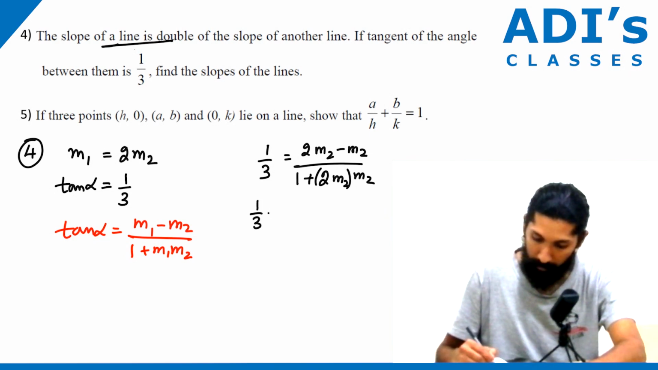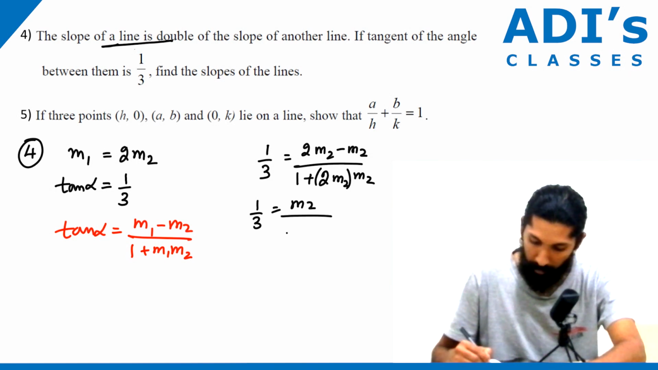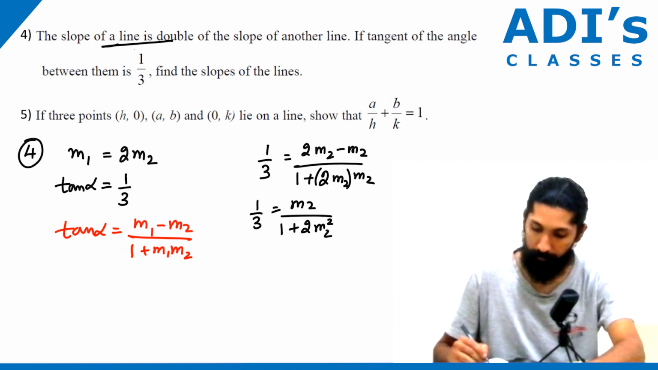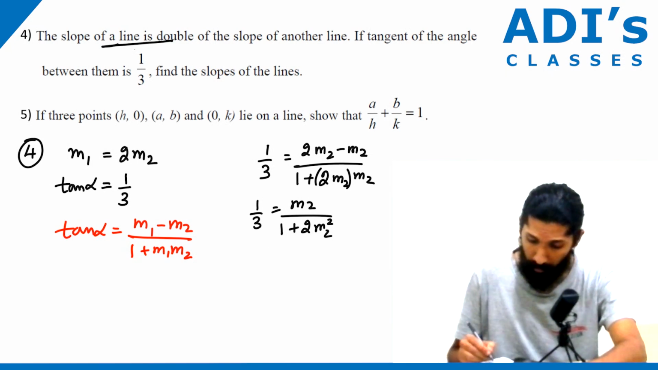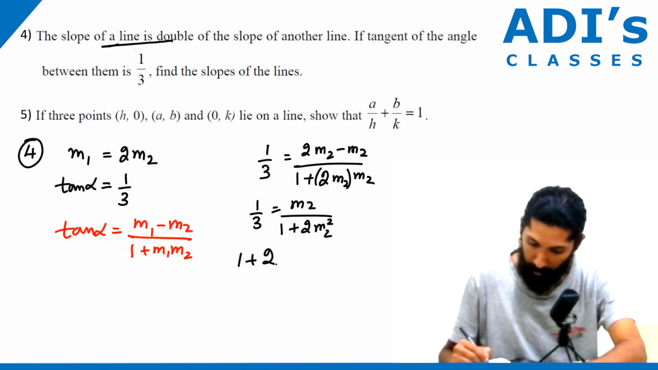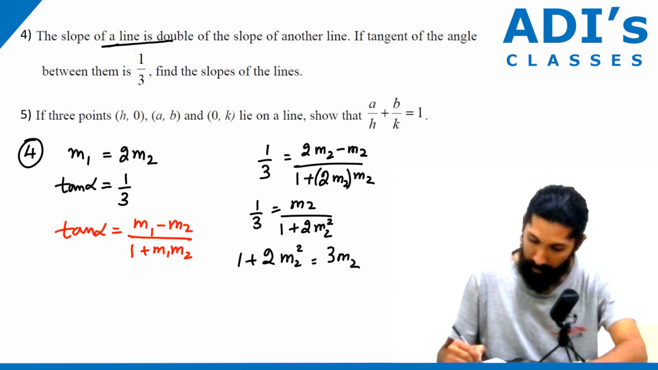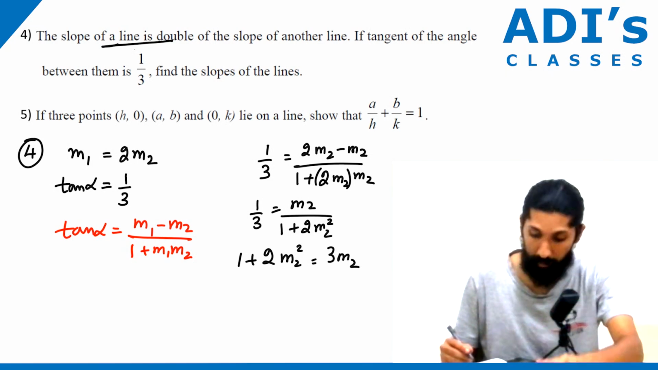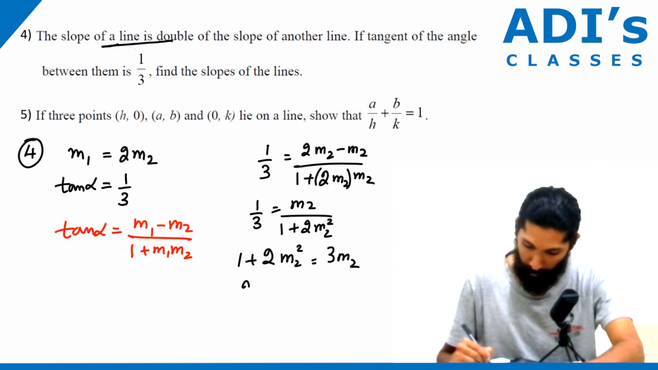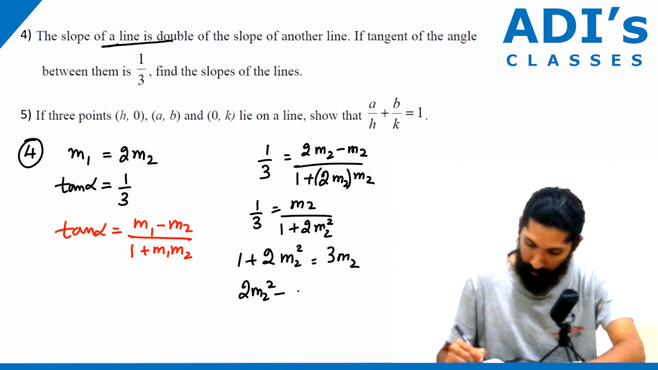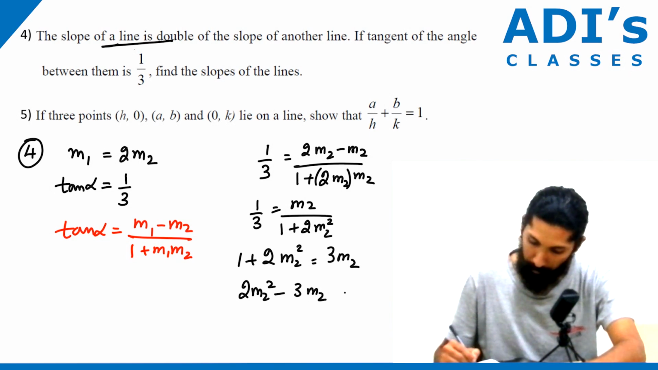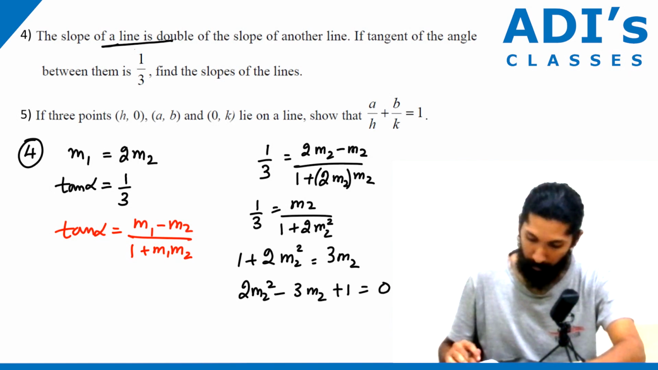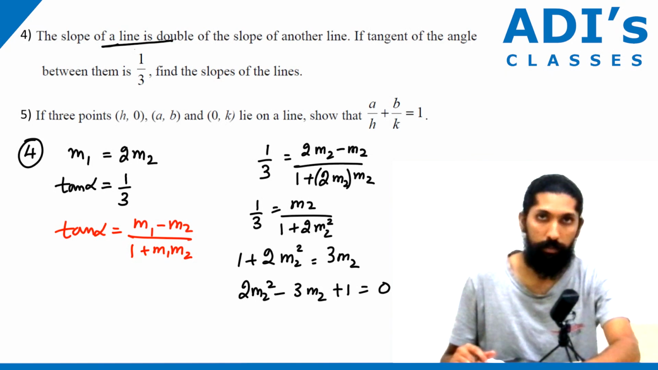So 1 by 3 is equal to m2 divided by 1 plus 2m2 square. Cross multiply. 1 plus 2m2 square is equal to 3m2. Guys, you have to solve this like a quadratic equation. So you have 2m2 square minus 3m2 plus 1 is equal to 0. We can take it as minus 2 into minus 1.